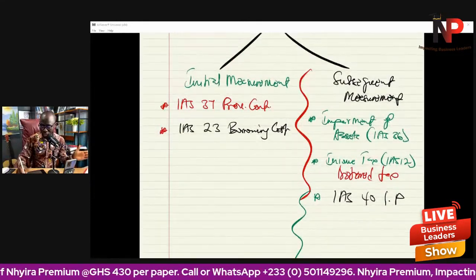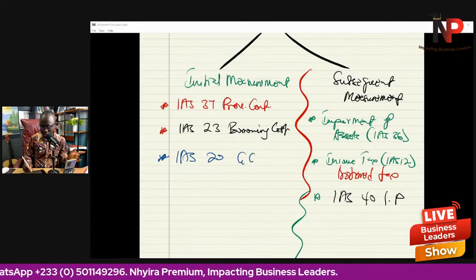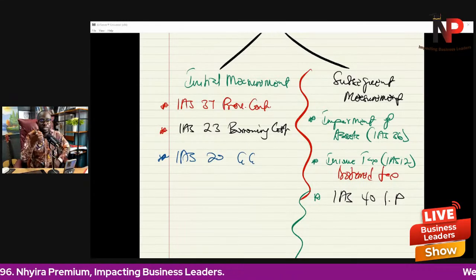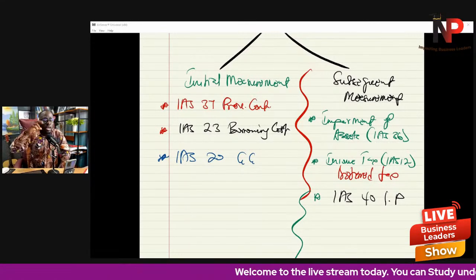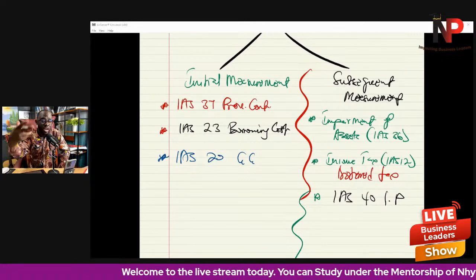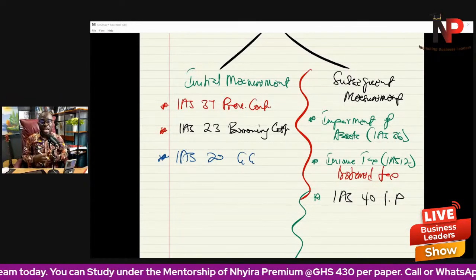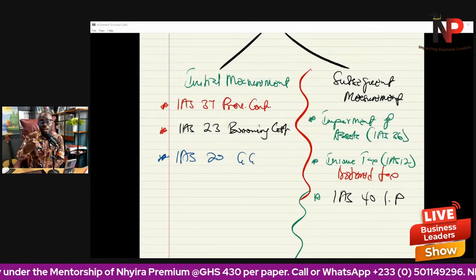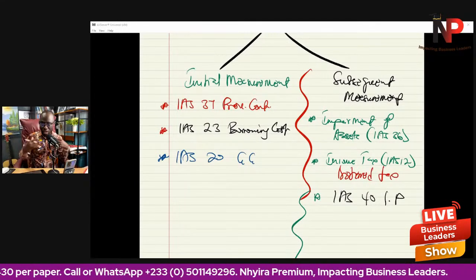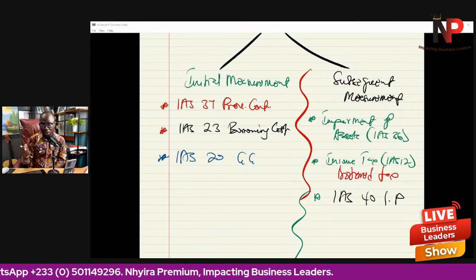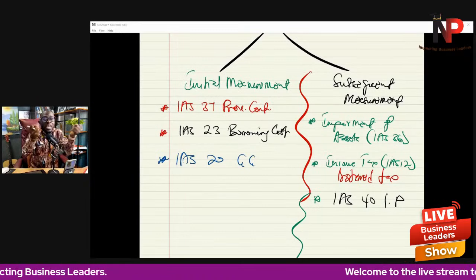Then let's come again to the initial measurement aspect. Even here, you need to understand IAS 20, government grants. Because on initial measurement, when an entity acquires an asset and receives a government grant, there are two methods the entity can use to account for the government grant. They can either use the write-down approach or the deferred income approach. When the entity uses the write-down approach, that means the government grant received will reduce the initial cost of the asset. And on subsequent measurement, you account for that in that regard. So as part of initial measurement, there could be a government grant issue in the question.